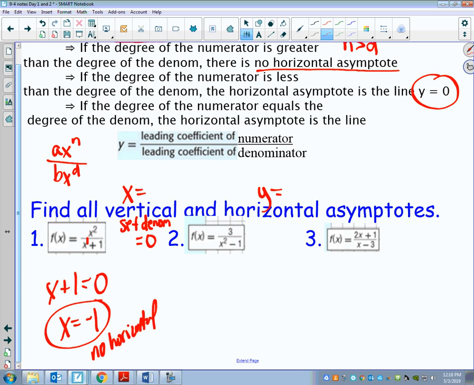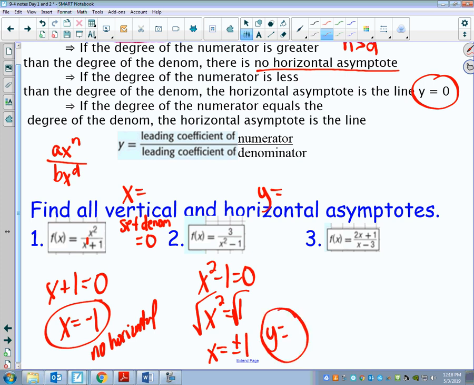So what about number 2? Vertical asymptotes. You set the denominator equal to 0 and you solve it. I would just add 1 and take the square root. So you actually get 2 vertical asymptotes on this one, both +1 and -1. And what about the horizontal asymptote on this one? The degree of the numerator, there's no x up there, so that's a degree of 0. And the bottom has a degree of 2. So if there's an x on the bottom and not an x on the top, that's always going to be like that parent function, which is y equals 0.